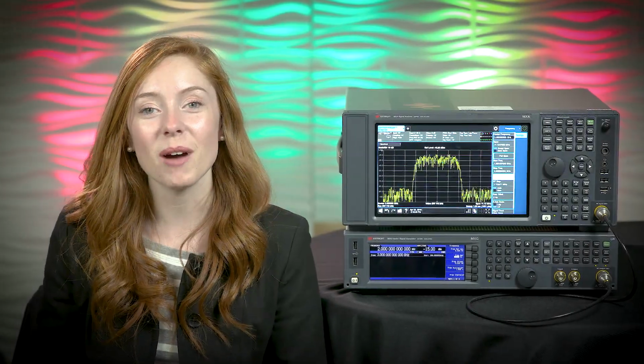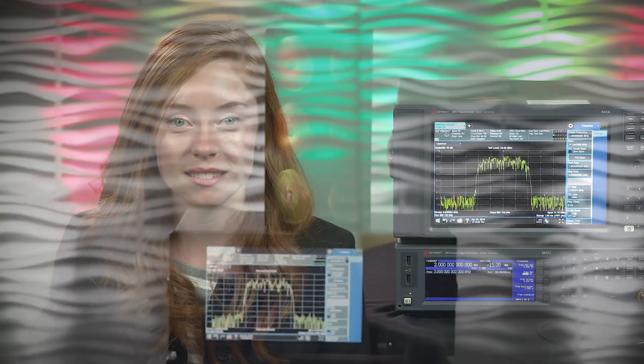Since many digitally modulated signals appear noise-like in both the time and frequency domains, characterizing modulated signals can be difficult. Today we'll discuss how you can quickly characterize the operating signal power of components such as amplifiers, mixers, and filters using statistics.